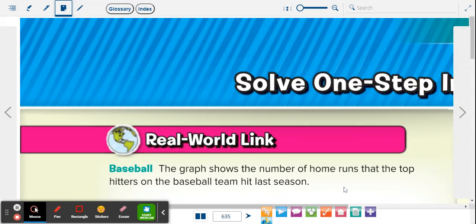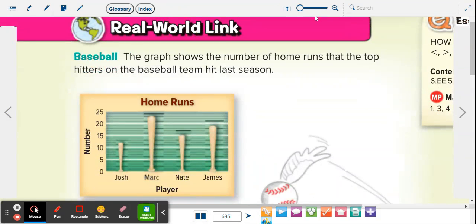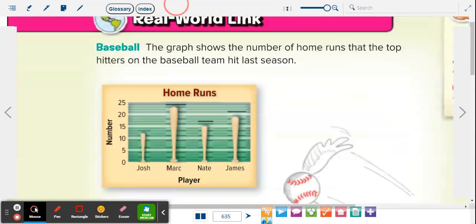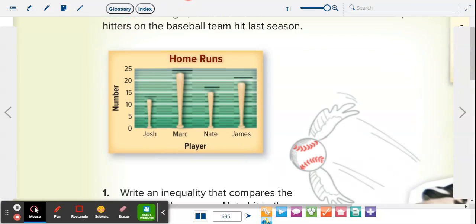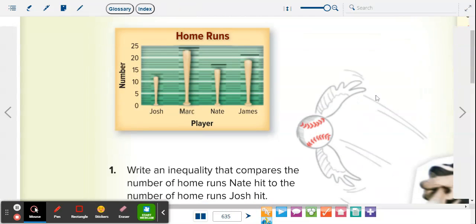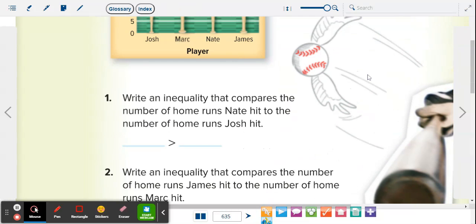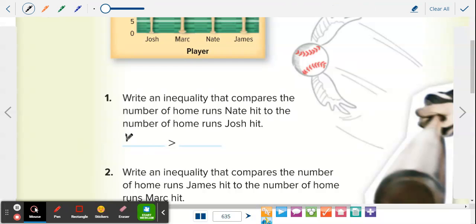We got inequalities. So in the real world link, it says the graph shows the number of home runs that the top hitters on the baseball team hit last season. So we got Josh, Mark, Nate, and James. So number 1, it says write an inequality that compares the number of home runs Nate hit to the number of home runs Josh hit. So how many did Nate hit? 15. How many did Josh hit? 12. So 15 is greater than 12. That is still true. That's a true statement.